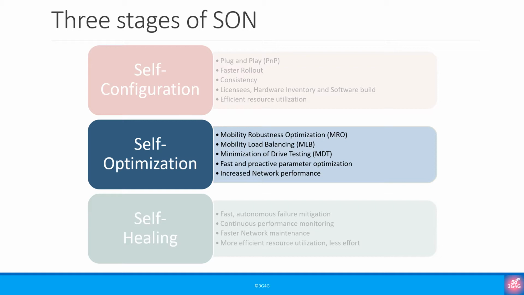Mobility Robustness Optimization or MRO, Mobility Load Balancing or MLB, Minimization of Drive Testing or MDT, fast and proactive parameter optimization, increased network performance. We will look at MRO, MLB and MDT in the future videos.